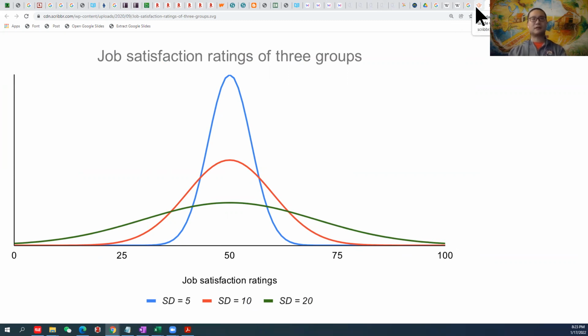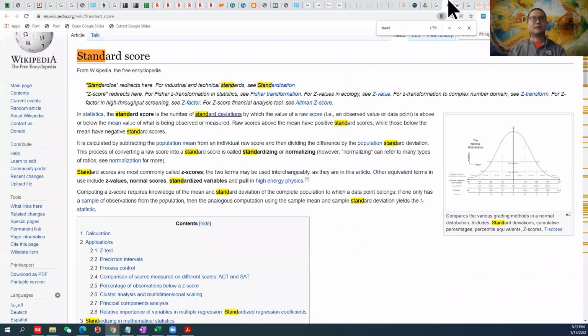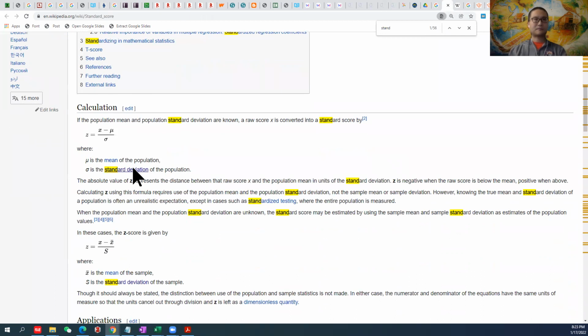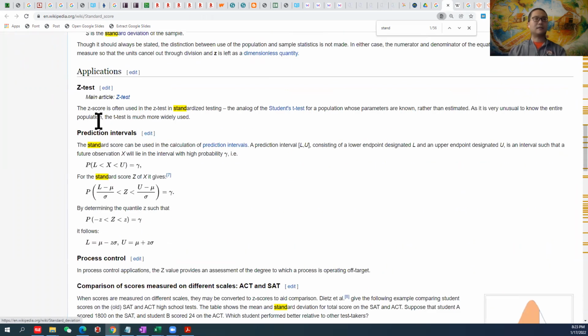And a z-score is describing the raw value in terms of standard deviation. It's just how many standard deviations a raw score is away from the mean value. How many standard deviations? Yeah, you can find these on Wikipedia, and it gives you examples. For example, here it gives you the equation of the z-score, and you can also apply them in different cases.